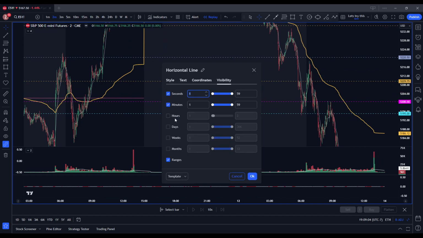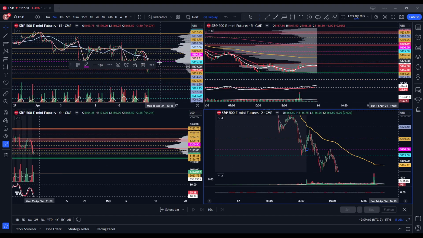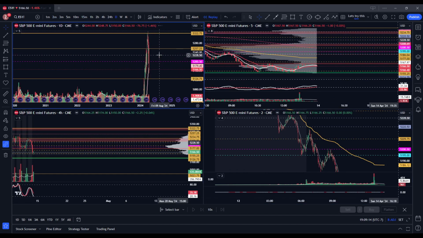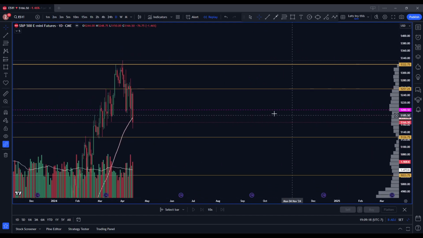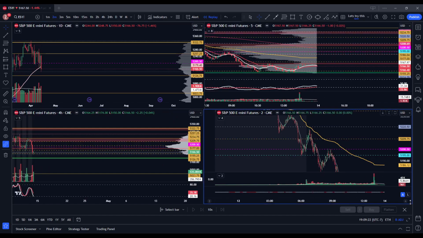Let's say I make this visible on the daily chart, hourly chart. Now this will be visible if we go on a daily time frame here. You'll see it there. So yeah, this is how you want to adjust your levels for the templates.